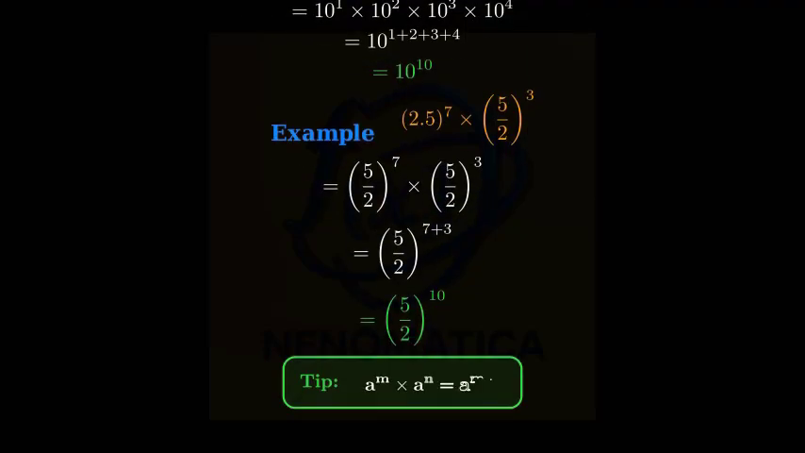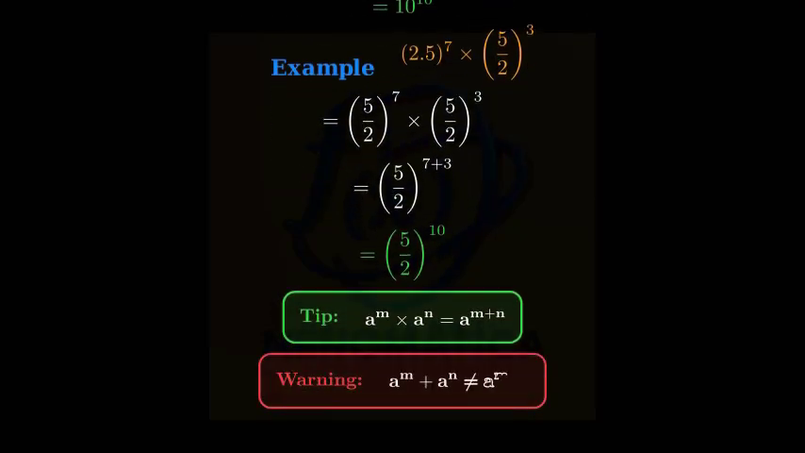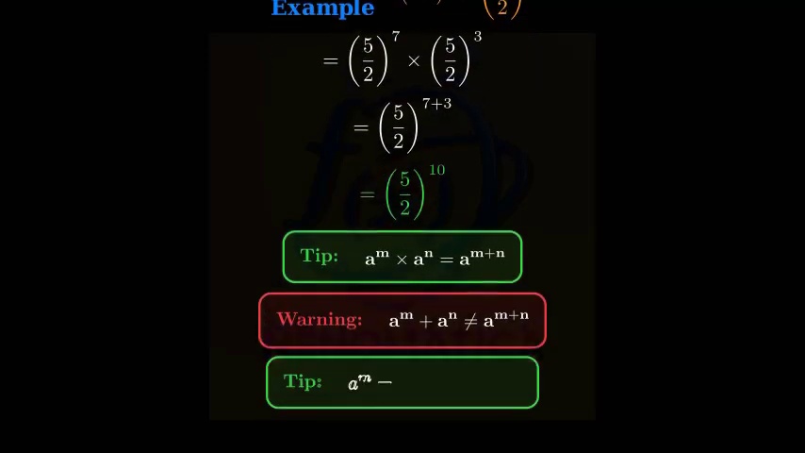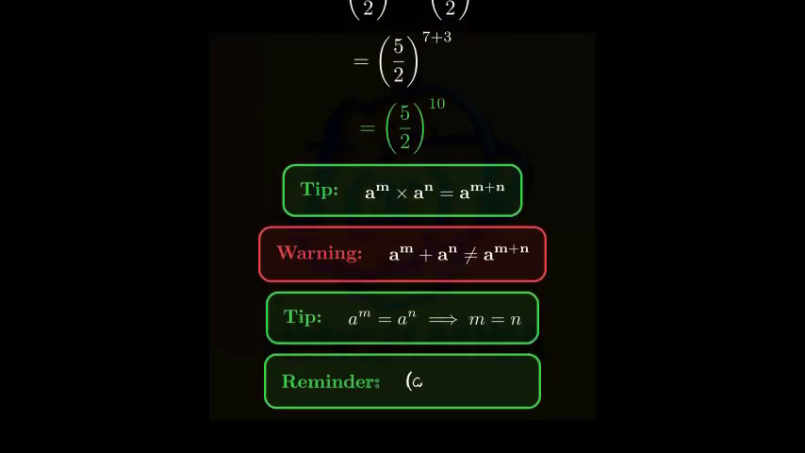Let's review some important tips and rules about exponents. Remember, when multiplying expressions with the same base, add the exponents. And remember that this rule only works for multiplication, not addition. Here are 2 more important rules to remember. If 2 expressions with the same base are equal, then their exponents must be equal. And when you raise a power to another power, you multiply the exponents.